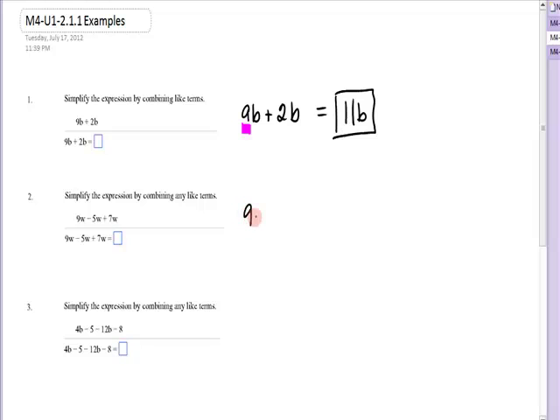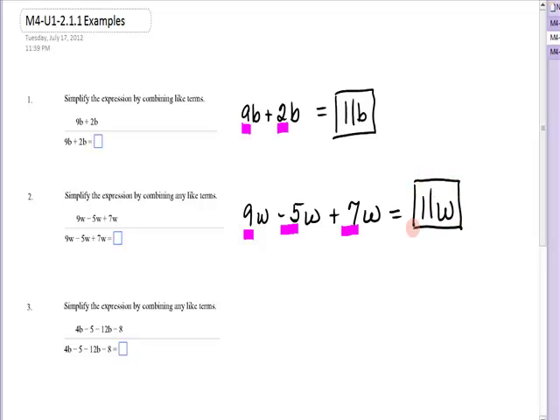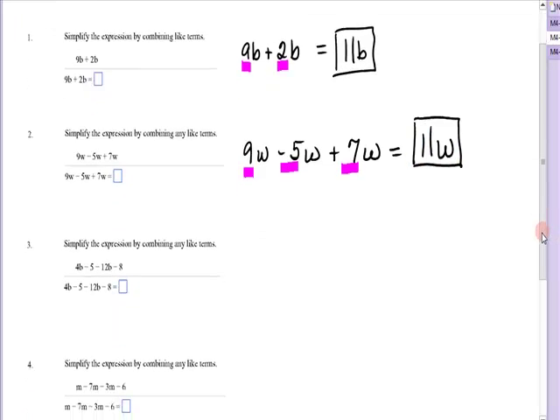The next one, I have 9w minus 5w plus 7w. Now I should have up here underlined both of those. Okay. These are all terms with w's. So my answer will be like them. It will have a w, and I'm going to do the arithmetic with the coefficients. I have a positive 9 and a negative 5. I subtract, keep the sign of the larger for 4. 4 plus 7 gives me 11w. So you have to be able to use your addition rules for signed numbers.